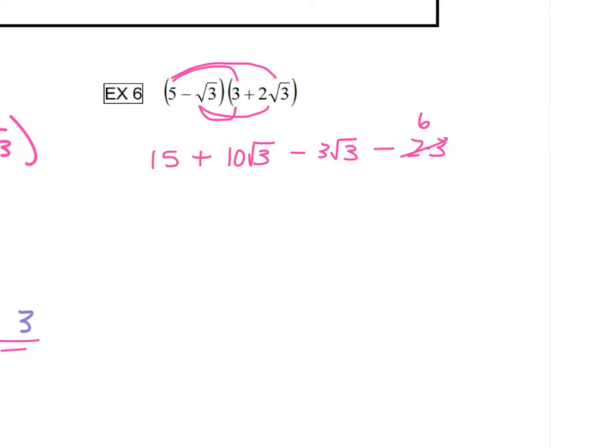All right, then we go to combine like terms. We have 15 minus 6. 15 minus 6 is 9. And then these are also like terms. 10 square roots of 3 minus 3 square roots of 3 is a positive 7 square root of 3.